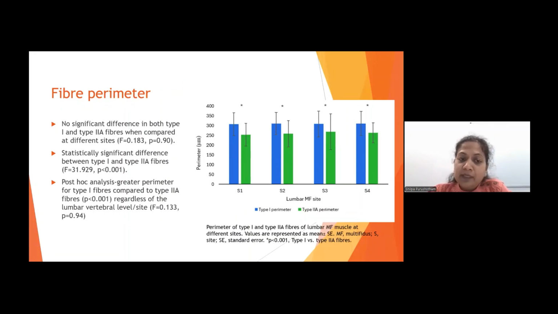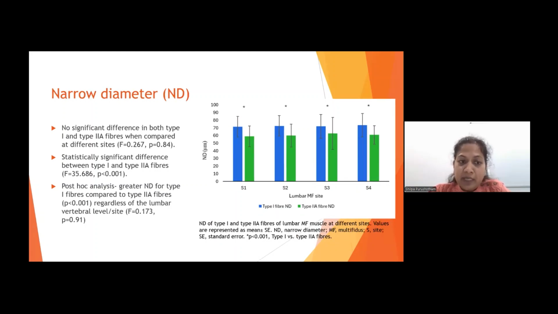Similarly, for fiber perimeter, there was no significant difference for both type 1 and type 2A fibers when compared at different sites, but there was significant difference with type 1 fiber perimeter greater than type 2A fiber perimeter, again irrespective of the multifidus location. Similarly, for diameter also, there was no significant difference for both types of fibers when measured at different sites. And on post-hoc analysis, type 1 fiber diameters were greater than the type 2 fiber diameters at all the locations.